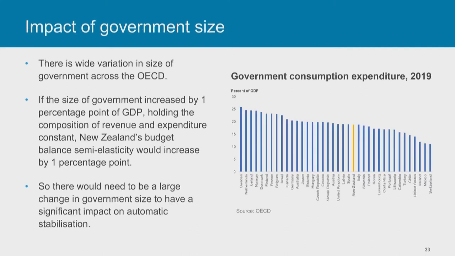We know that the size of government revenue and expenditure is a determinant of automatic stabilisers. There's a wide variation in size of government across the OECD. This chart showing government consumption expenditure across OECD countries varies from 11% of GDP in Switzerland to 25% of GDP in Sweden. So it illustrates the sort of choices that societies face. If the size of government was increased by 1 percentage point of GDP, holding the composition of revenue and expenditure constant, New Zealand's budget balance semi-elasticity would increase by 1 percentage point. So there would need to be a large change in government size to have a significant impact on automatic stabilisation.